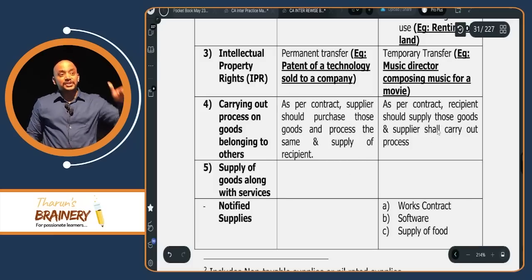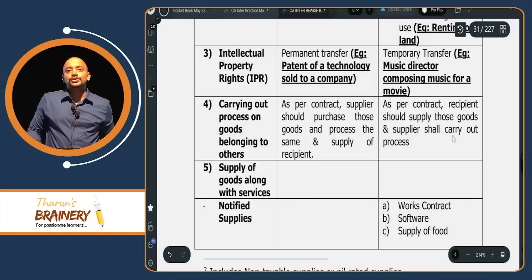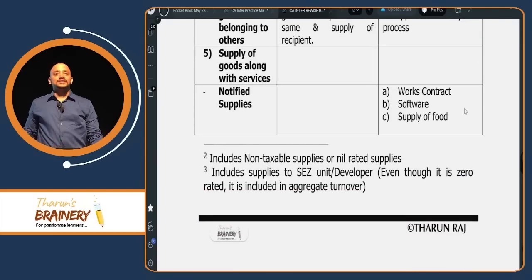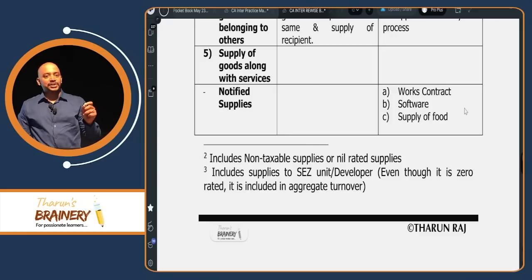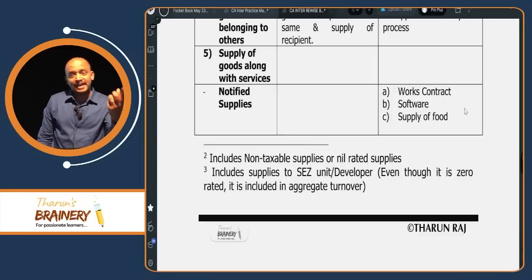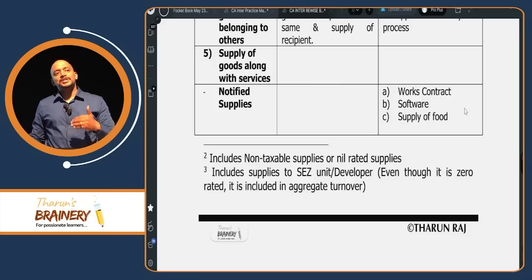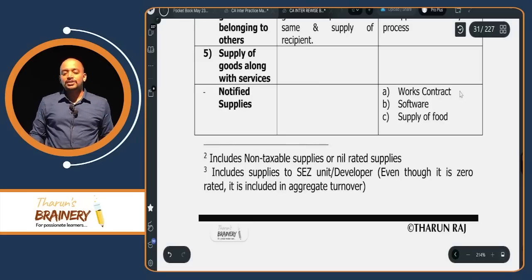Suppose as per contract, recipient should supply those goods and supplier should carry out the process on those goods, then it will become supply of service. Then next, supply of goods along with services, means in a transaction there will be both goods element as well as service element. If it is notified activities, it will always be treated as supply of service. What are they? Works contract.